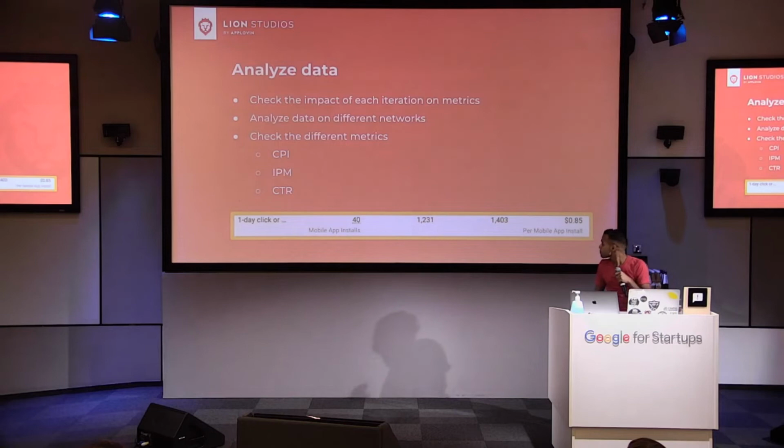After that, what we do is straightforward, we analyze the data. We check if we have some previous tests, and we check what test has worked and in each iteration, what impact it had on the several metrics, such as CPI, IPM, and CTR. I bet you already know this.